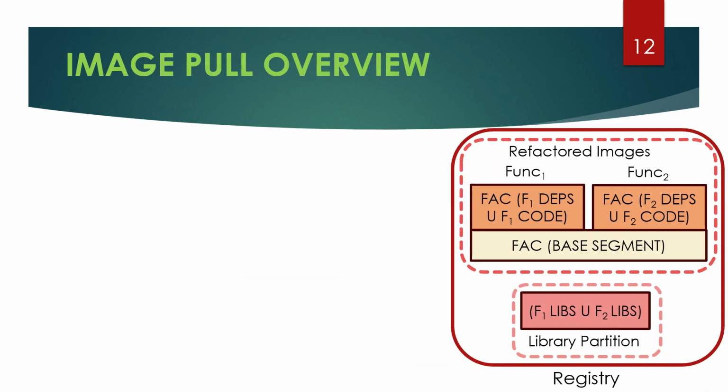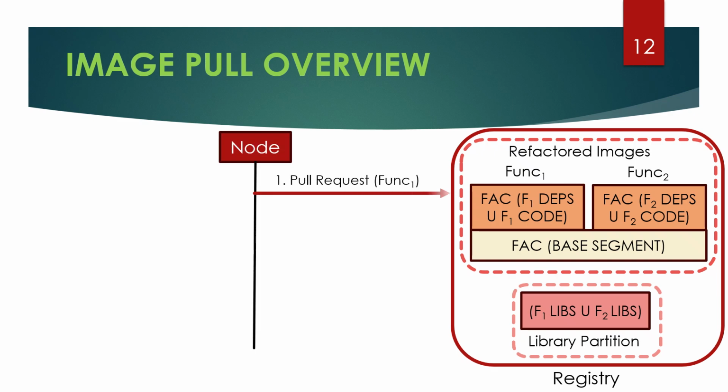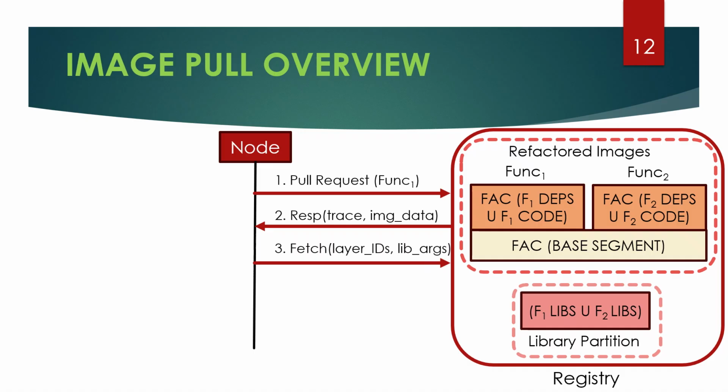The refactored image and the shared library partition are stored in the registry. When a node needs to pull a function image such as func1, it first sends a request to the registry. In response, the registry returns two components: a trace file which lists the files required during function startup, and image metadata which contains the layer IDs of the image along with the libraries needed by the function.